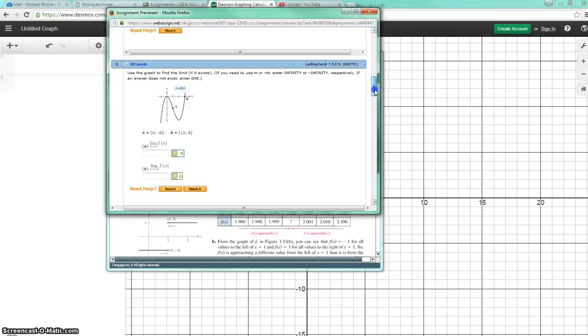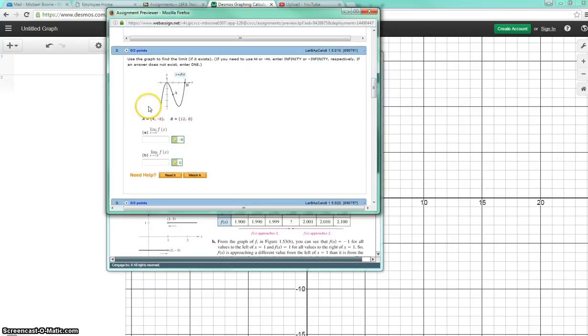This one is similar to what we just looked at, except these don't have holes. So as I approach 4, so this is 4, 8, 12. As my x value approaches 4, where does my y value go to? And it's 8, or negative 8, right? As I approach 12, where does my y value go? My y value goes to 0. So it's talking about looking at, as I approach an x value, what does my y value go to?